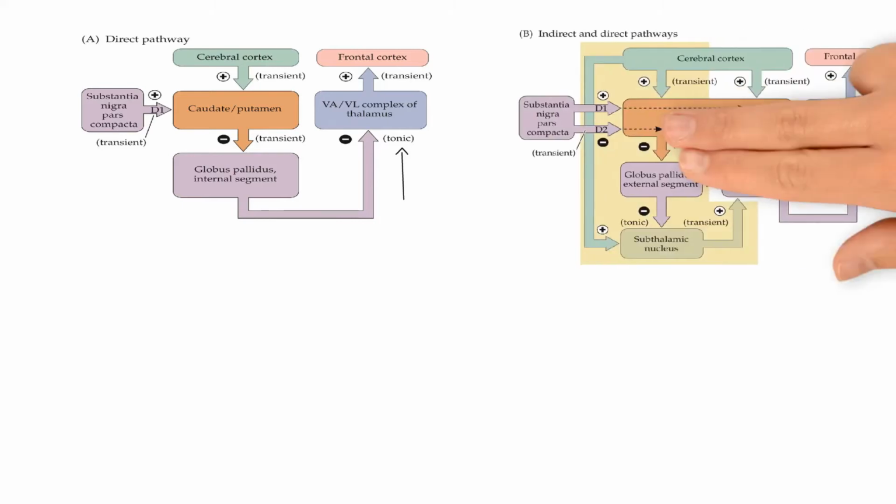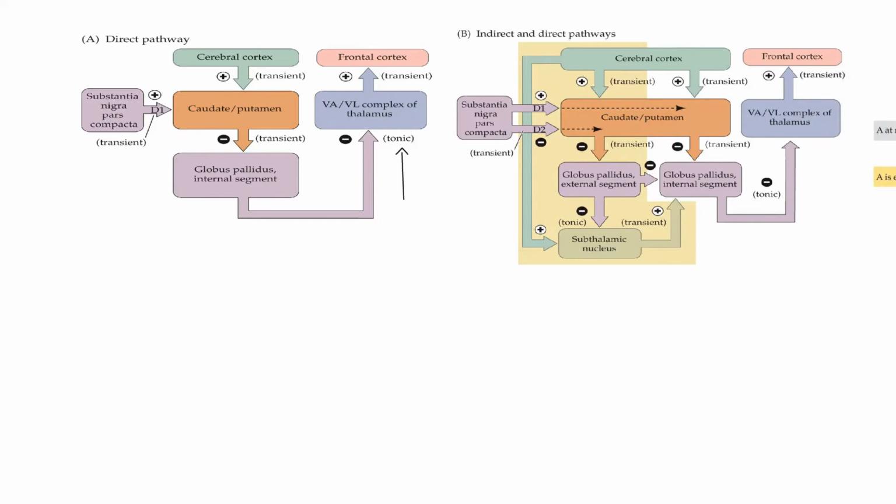The indirect pathway also starts with the substantia nigra pars compacta, but the signals from this nucleus can trigger the D1 receptor, which is excitatory, or the D2 receptor, which is inhibitory. The indirect pathway starts with the D2 inhibitory receptors. So the substantia nigra pars compacta turns off the caudate and putamen's input to the globus pallidus externa transiently.